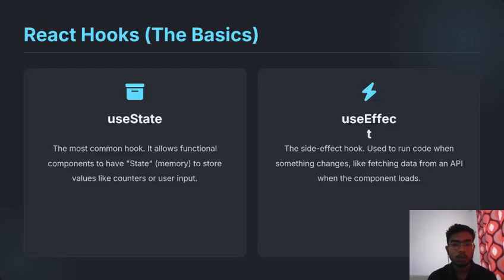React hooks. Earlier, we used class components for state, but now we use hooks in functional components. They are simpler. The two most important hooks are useState and useEffect. useState gives your component memory, called state. useEffect runs code when something changes, for example, fetching data from an API when the page loads.